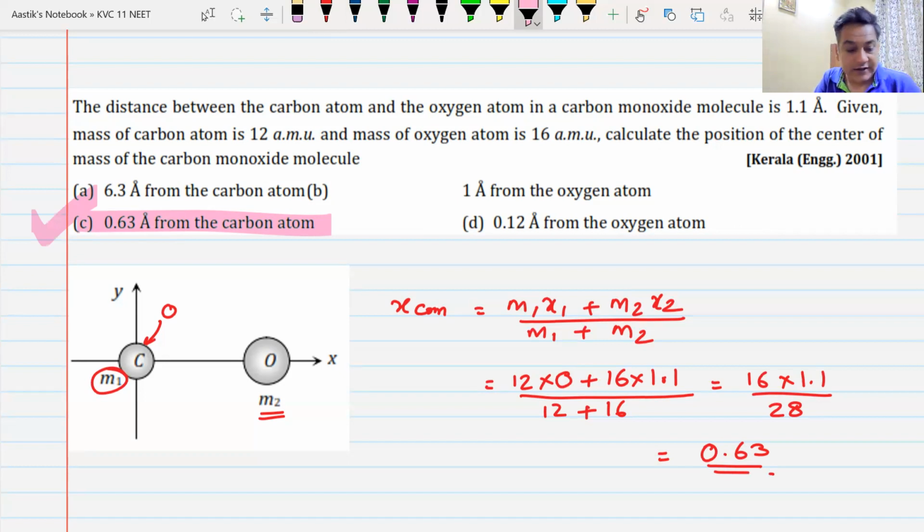One last question, and again, this question does not have a diagram, but I will give you the diagram so that you can solve it faster. So I'm giving the question with the diagram. The diagram is not a part of the question, but I'm giving it to you.